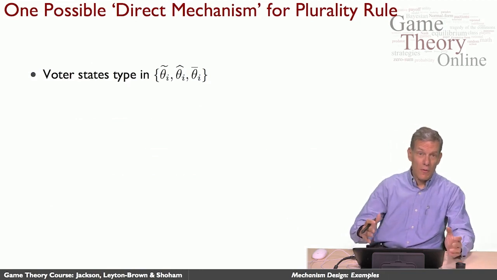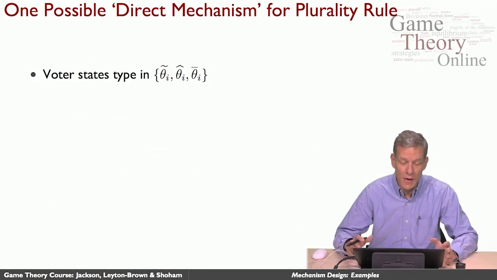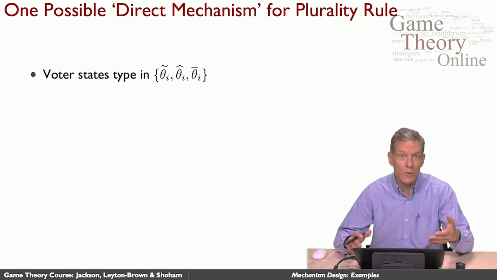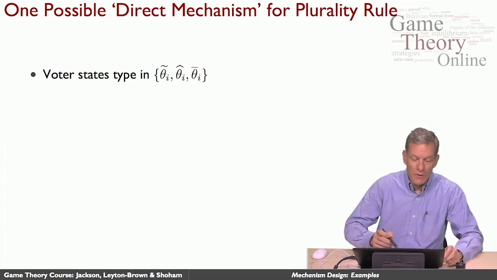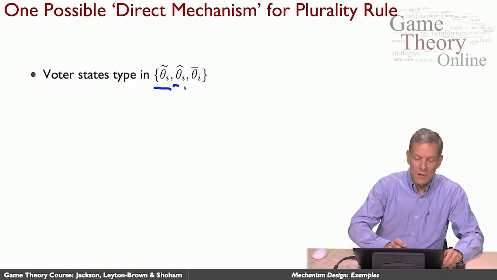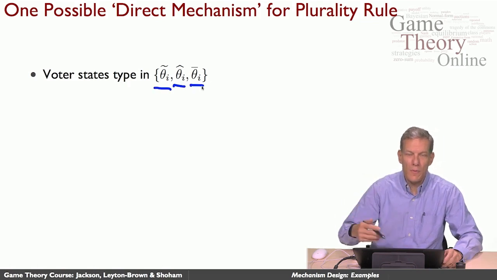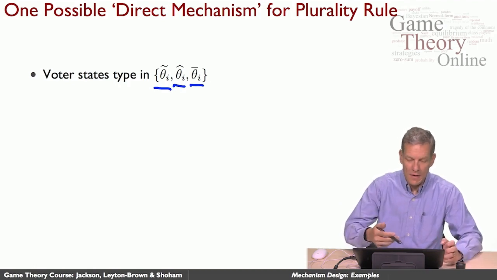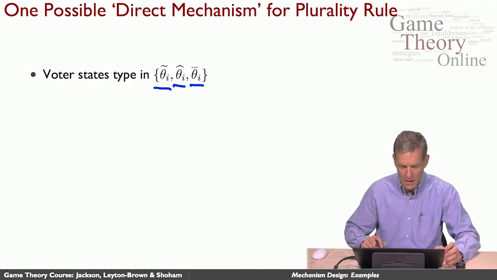Okay, so now when we think about the definition we had for direct mechanism, these were ones where people were not reporting their preferences. What they were reporting was an actual vote. But we could think of the direct mechanisms for plurality rule. So instead, let's think of a mechanism where the voters actually are just going to tell you what their type is. So they're telling you their ranking of the 3 candidates, whether they're a theta tilde type, a theta hat type, a theta bar type, etc.